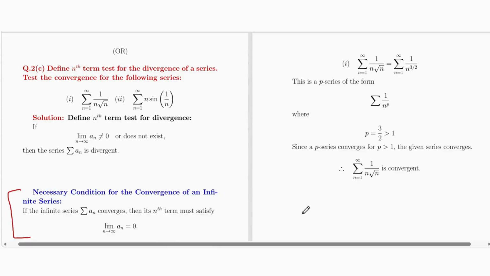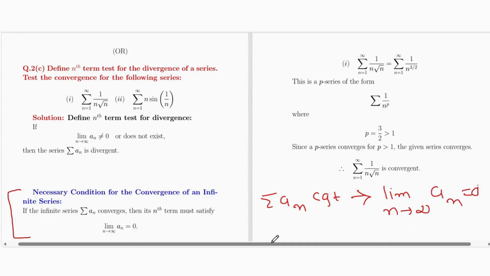If series an is a convergent series, then its nth term must satisfy this condition: limit n tends to infinity an equal to 0. Here what is the an? An is the nth term.